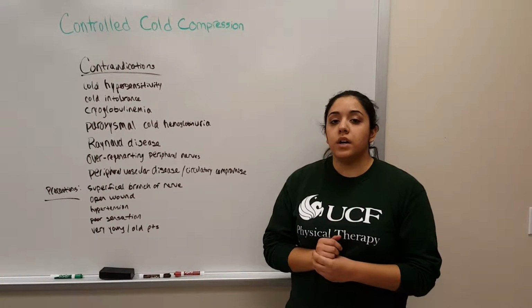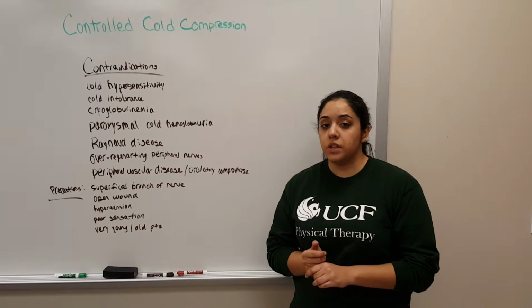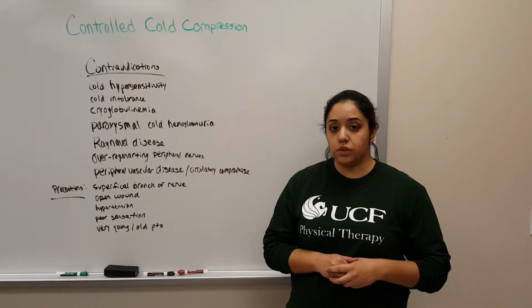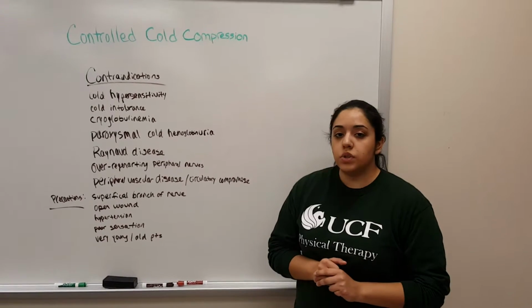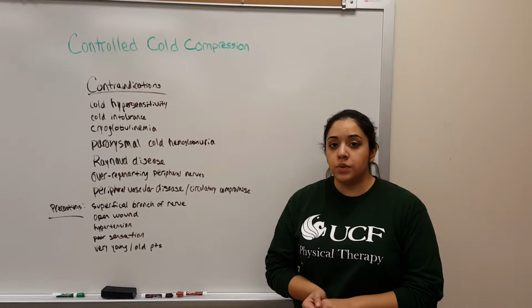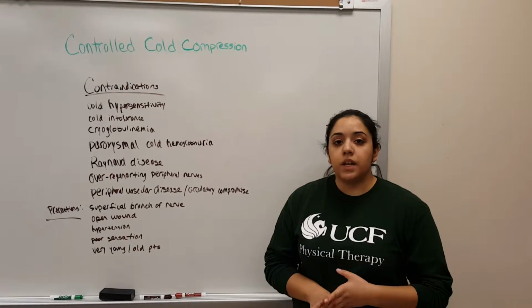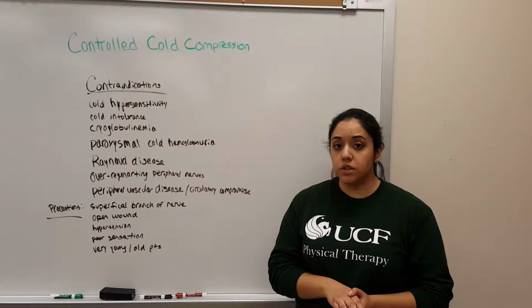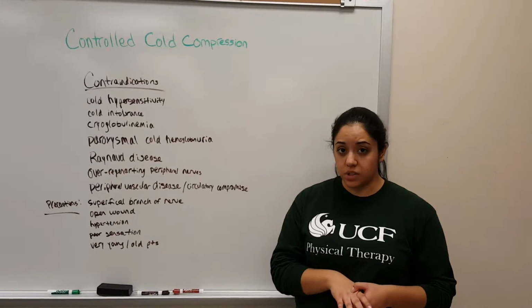And then extreme caution would need to be taken with patients when you wanted to treat over a superficial nerve like the peroneal nerve or ulnar nerve. If you were treating a patient over an open wound, or if they had hypertension, if they had poor sensation at the skin, or if they were very young or very old patients because they would have poor thermoregulation.